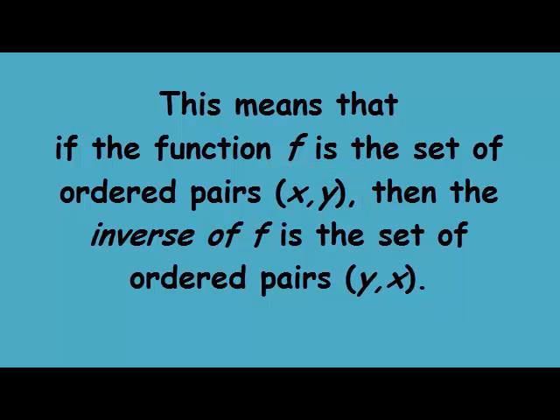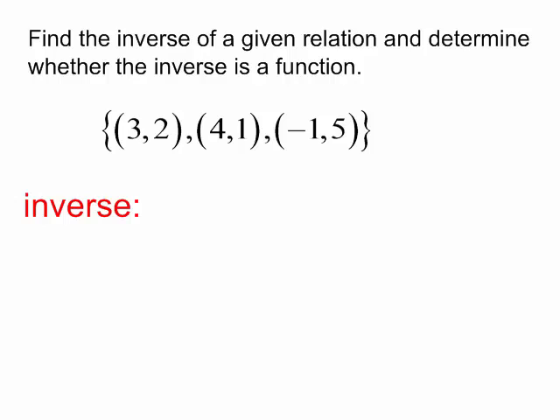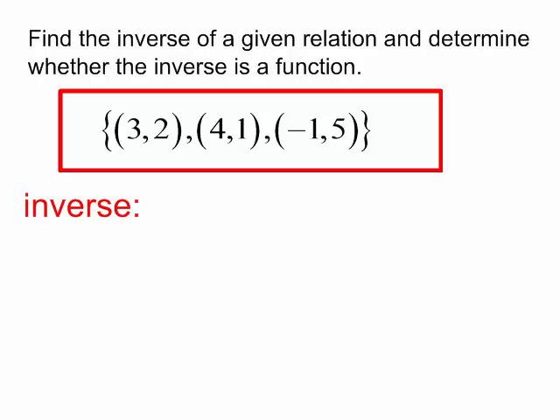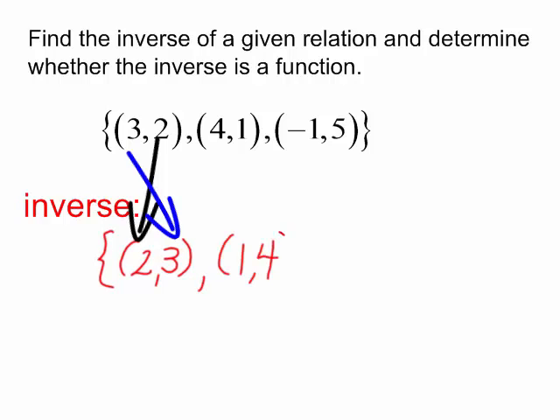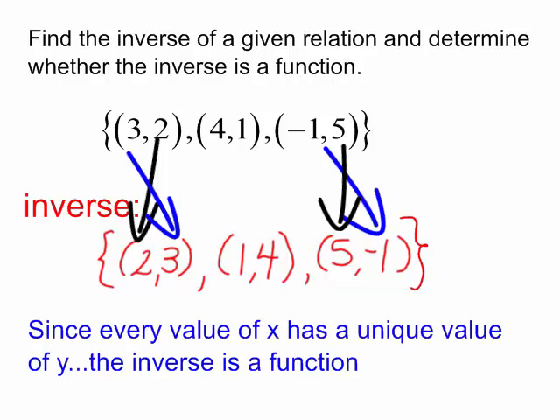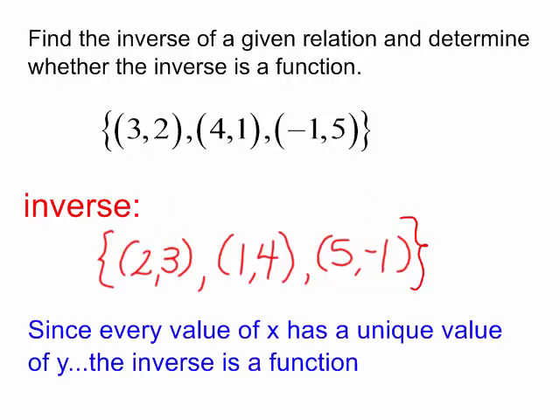Let's get started. Find the inverse of a given relation and determine whether the inverse is a function. I have the relation (3, 2), (4, 1), and (-1, 5). The inverse is (2, 3), (1, 4), and (5, -1). Since every value of x has a unique value of y, the inverse of this relation is a function.